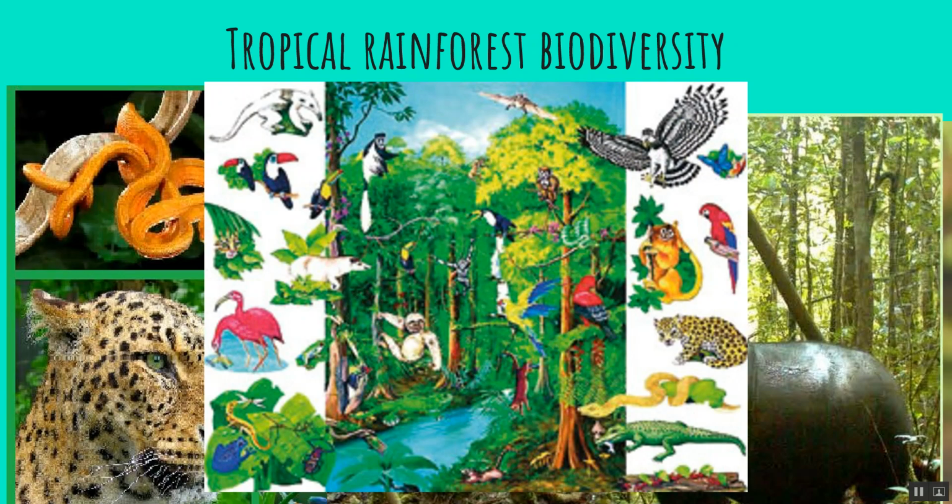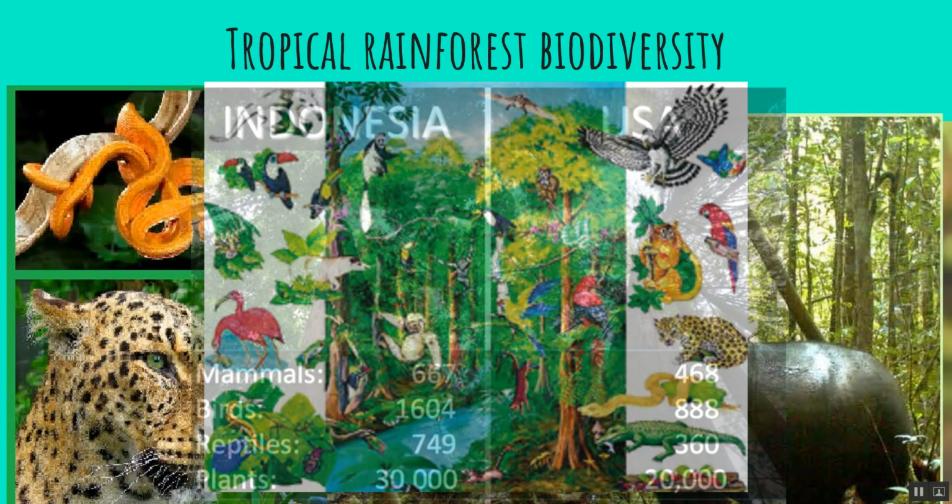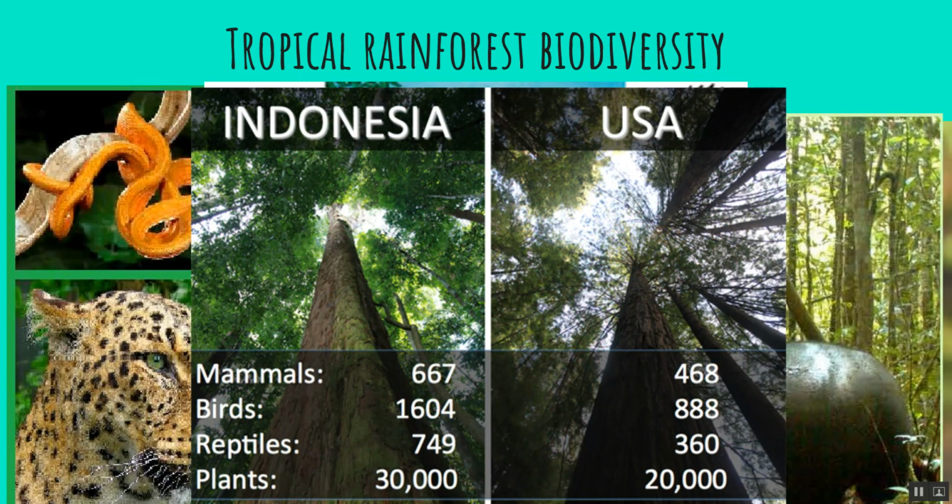Okay, so this is all the different types of species, not all of them, but a good chunk of them in our tropical rainforest. Again, highest biodiversity. So I like this here because it kind of shows a little bit of comparison. So this is not all the rainforest in the world, but we're looking at the US compared to Indonesia. Mammals would be like 667, where in the US 468. Birds 1600, US 888. And look at the plants. There's over 10,000 more plants in Indonesia. So it's very, very, very biodiverse in that rainforest.